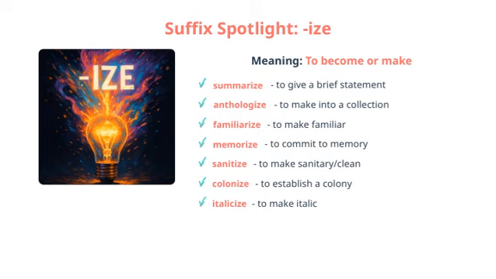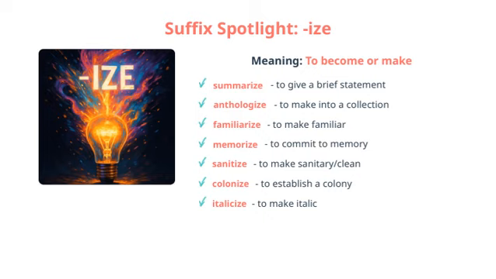To make into a collection is anthologize. This involves gathering various works, like poems, stories, or songs, into a single collection. Finally, to give a brief statement is summarize. Summarizing means to condense information into its main points, making it easier to understand quickly.